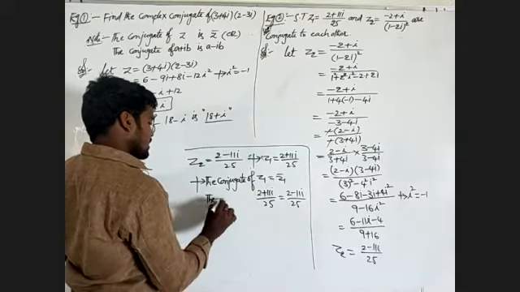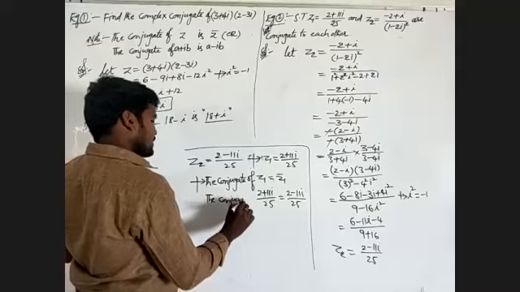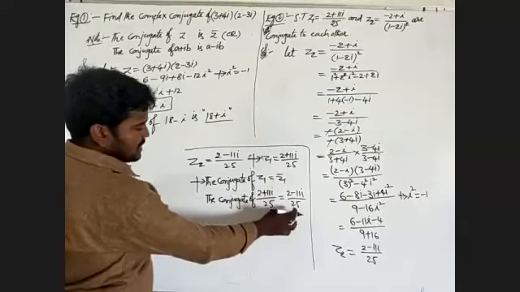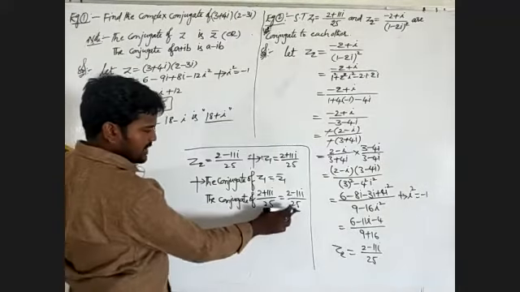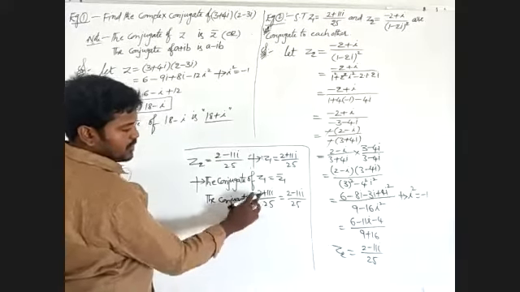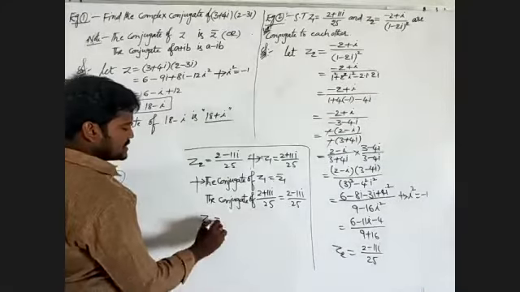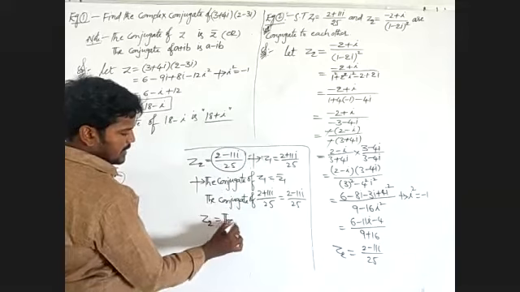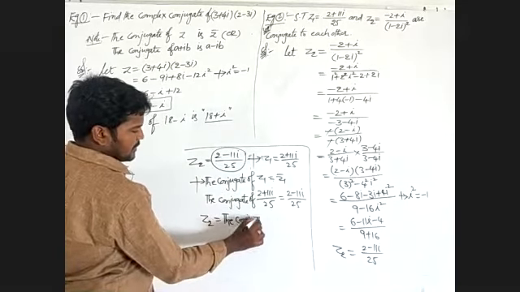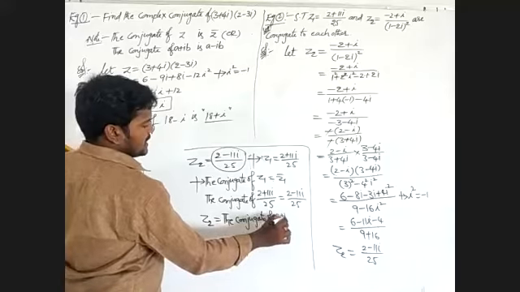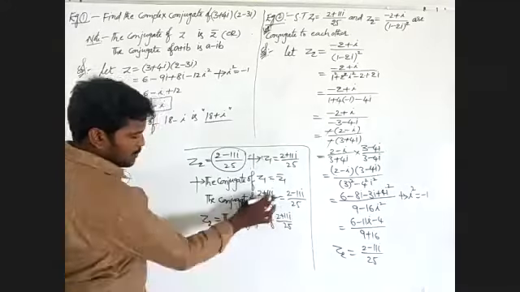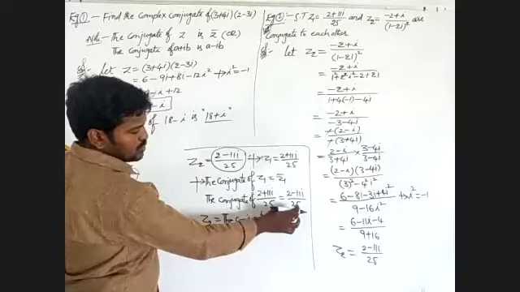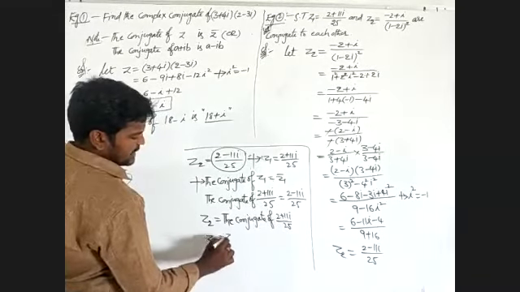This is the conjugate of 2 plus 11i by 25, which is 2 minus 11i by 25. That means Z2 is equal to the conjugate of 2 plus 11i by 25. The conjugate of 2 plus 11i by 25 is 2 minus 11i by 25, and that will be written as Z1 bar.